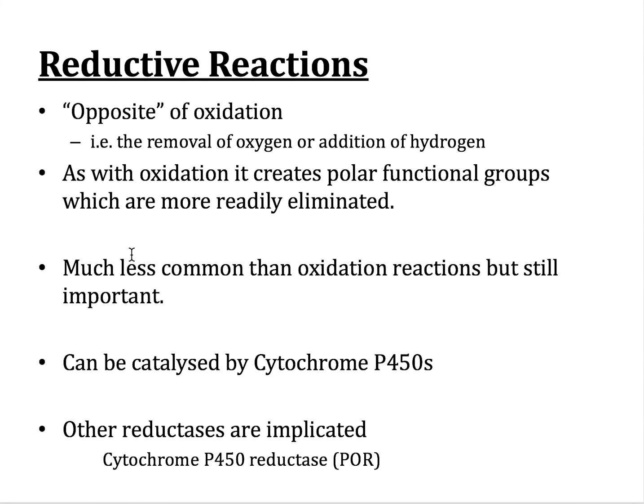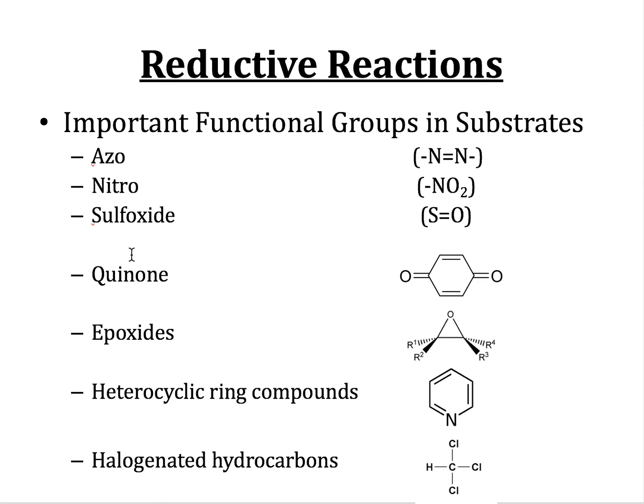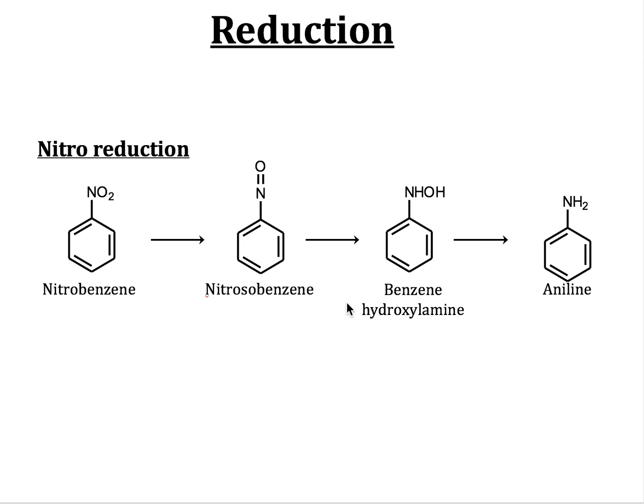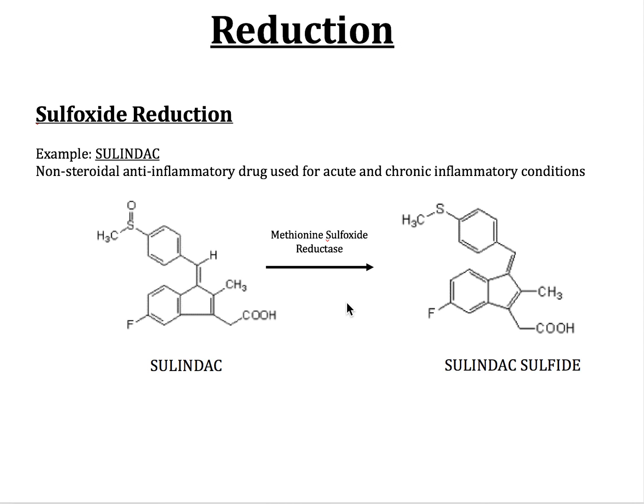Reductive reactions are the opposite of oxidation, and you look for functional groups like azo, the N double bond N, nitro, sulfoxide, quinone, epoxide, and tetracyclic rings. So here the functional group is azo, so you can have prontosil, which is then converted by reduction, the addition of hydrogen, usually done by cytochrome P450 reductase, or rather reductase enzymes. Nitro reduction, sulfoxide reduction, sulindac and anisole. Methionine sulfoxide reductase.